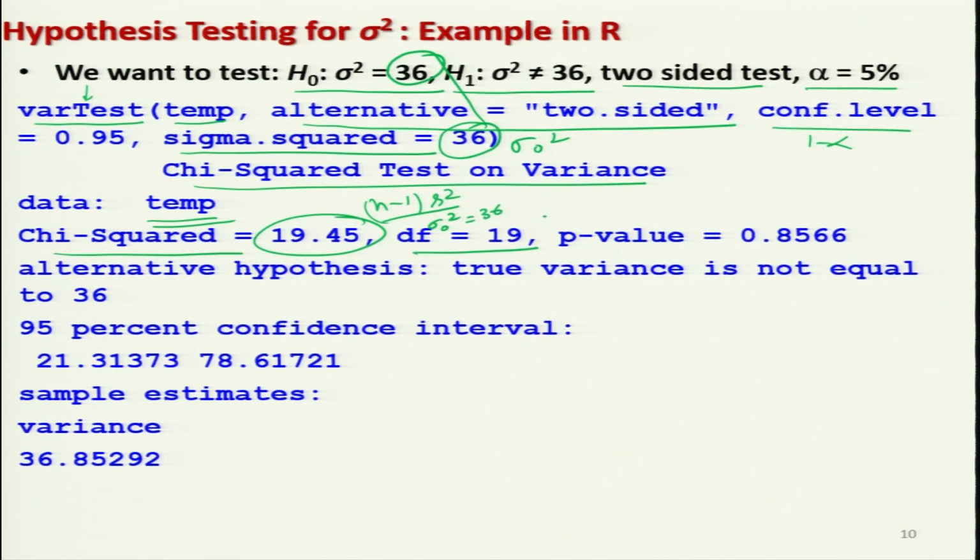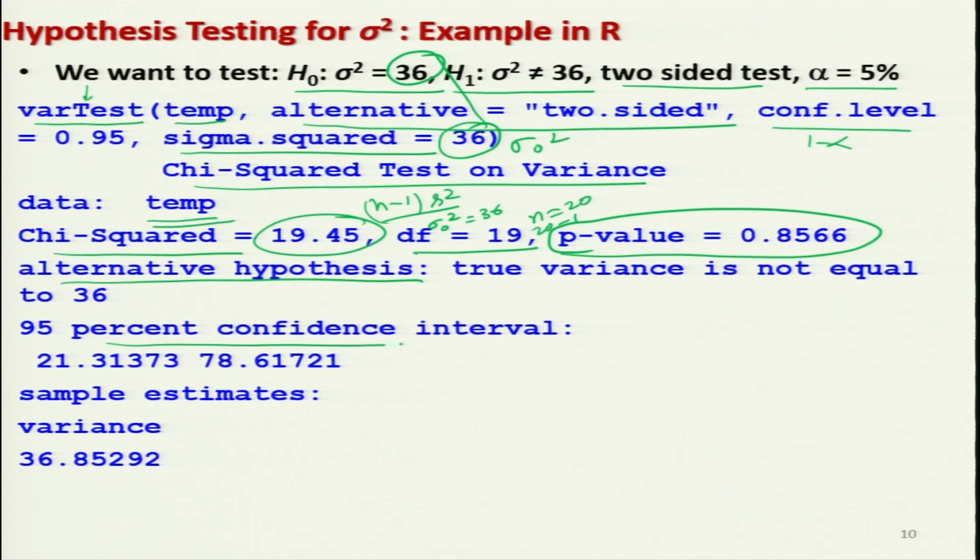This degree of freedom is n minus 1, and here n is 20. So this becomes 20 minus 1, which is equal to 19, and the p value is calculated by the software, which is 0.8566. This is the statement about the alternative hypothesis that you have tested here. The 95% confidence interval in this case comes out to be between 21.31 and 78.61, and this is the value of s square that you have obtained on the basis of the given set of data.